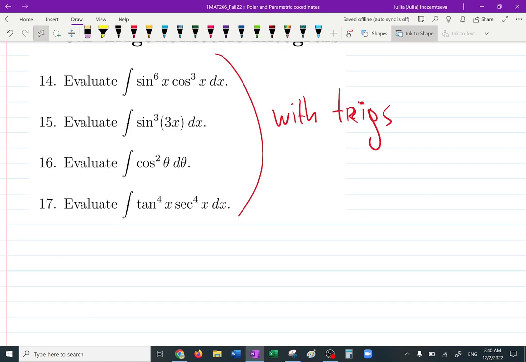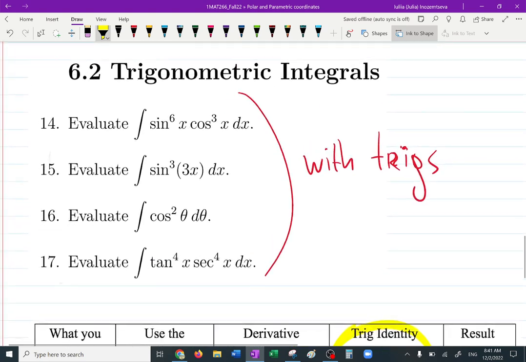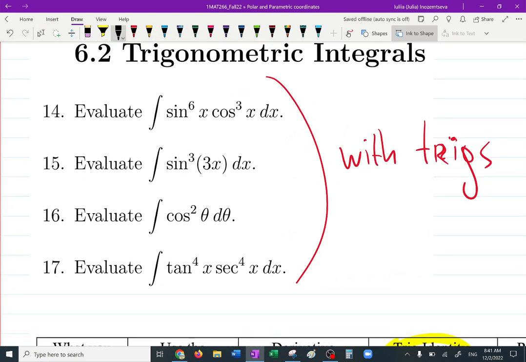So either integrals have trigs, or you use trigs, plug them in the integral and use properties or identities to help yourself out. Sine squared plus cosine squared is 1, and secant squared minus tangent squared is 1. So you use those and it works out. Let's practice these first. Those go faster.